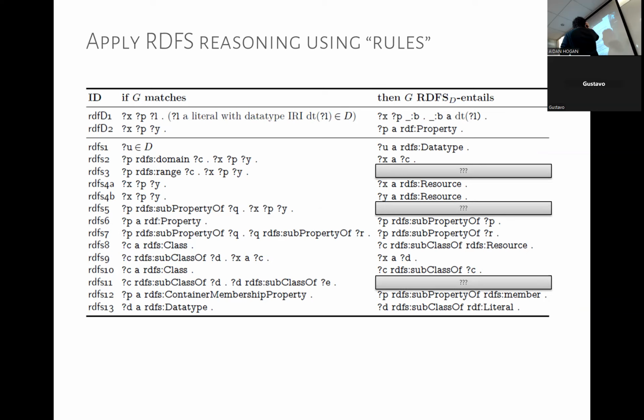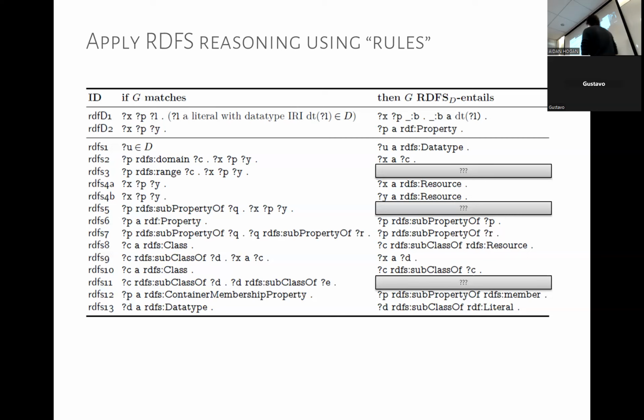So for example, RDFS2 is a rule that says if P, and these question marks represent variables that can match to whatever is in the data, so we say that if P has domain C, and X P Y, what can we infer? It says that X a C, and the a here is for RDF type. Yeah. So P domain C, X P Y, X a C. So for example, if we say P family name domain person, Aiden has family name Hogan, then Aiden is a person.